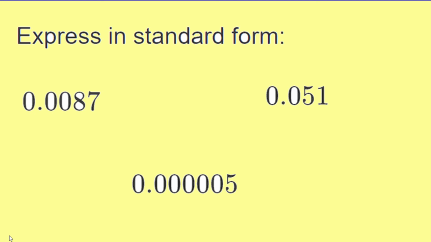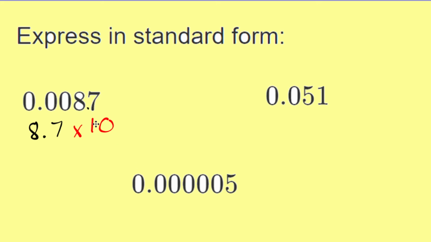Again, looking at the small numbers now. Again, it has to be a number between 1 and 10. So the point can't stay there. It's got to move. The point's got to go between these two, 8 and 7. So 8.7 times 10. The times 10 is always the same. Whenever we're doing standard form, we're always going to put that times 10.